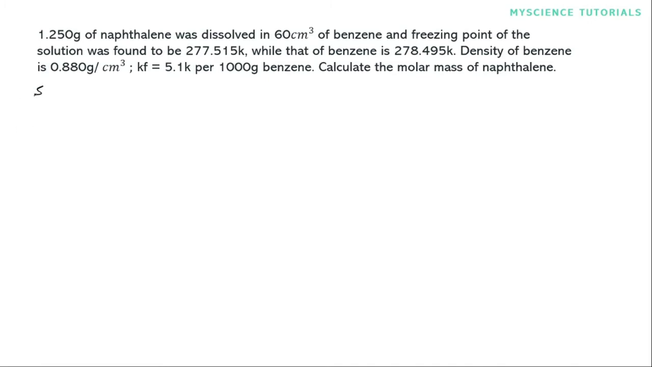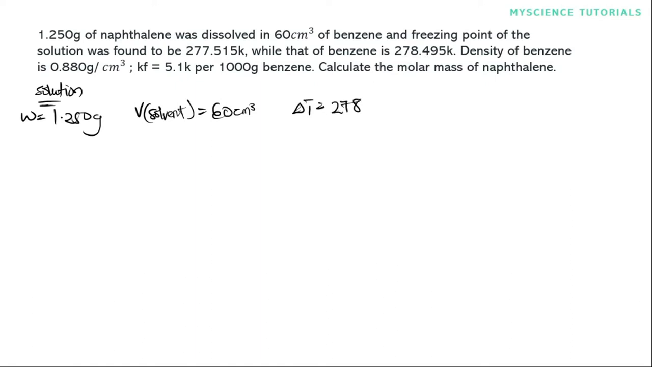So let's write down our solution and look at the parameters that we have. From the question, we know that the small w, which is the mass of the naphthalene, is 1.250 grams, and it was dissolved in 60 cm³ of benzene. So we know the volume of the solvent is 60 cm³, and the freezing point was found to be this, and that of benzene is this. If we look at this, we can see that that of benzene is higher. So our delta T straight away from here will be 278.495 minus 277.515. Okay, so that will give us the value of our delta T.